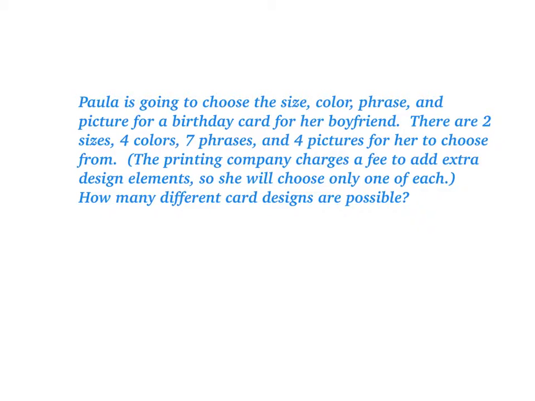So this is fundamental counting rule. All you do is multiply the choices. So she has 2 choices for the size, and 4 colors for the color, and 7 phrases to choose from, and 4 pictures to choose from. So all she's going to do is multiply those together, and she would get, let's see, 16 times 7 is 112, times 2, and she would get 224 different cards with just those options. That's pretty incredible. She should surely be able to find one that she likes out of that many.